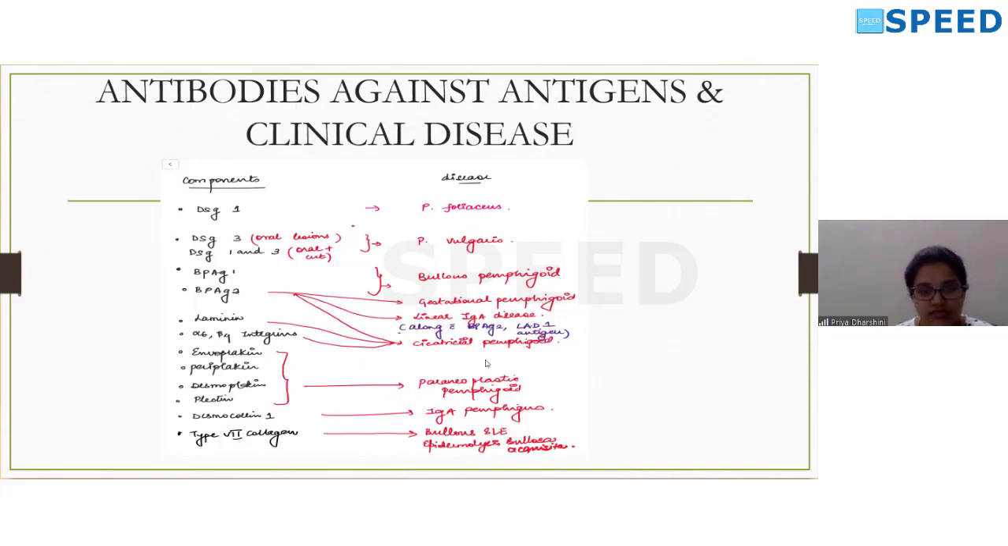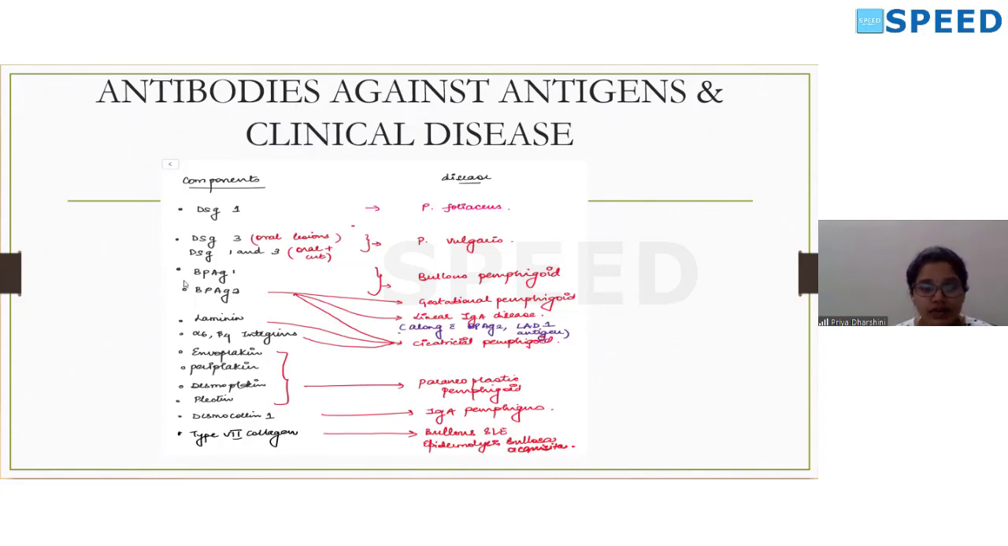In case of paraneoplastic pemphigus, which is due to any malignancy, most commonly due to non-Hodgkin's lymphoma, and antibodies to desmocollin 1 will be there in IgA pemphigus. This is also a variant of pemphigus vulgaris only. So all these are defect antibodies to the desmosomal proteins.